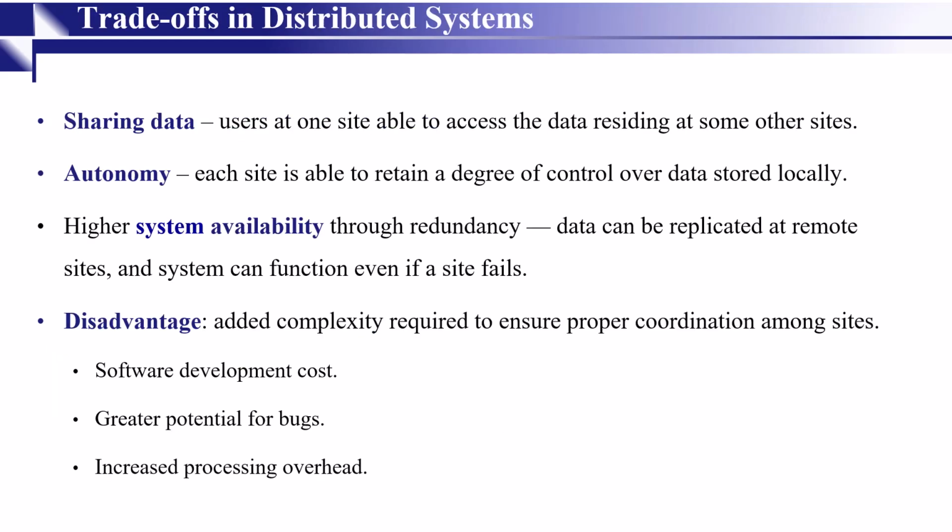Distributed systems balance trade-offs. Sharing data lets remote users access records, like a London employee checking New York inventory. Autonomy keeps local sites in control of their data. Redundancy boosts availability. If one site fails, others step in. But this comes at a cost: complex software, higher bug risk, and processing overhead. It's a powerful but demanding approach.